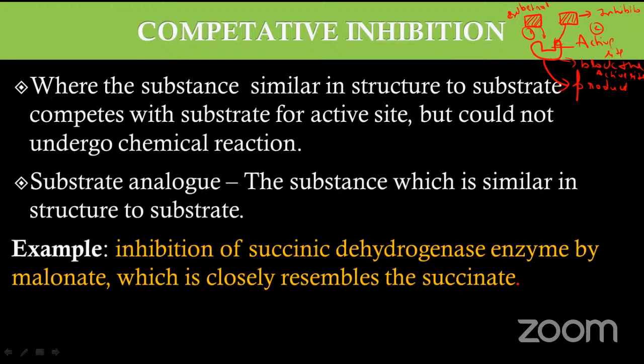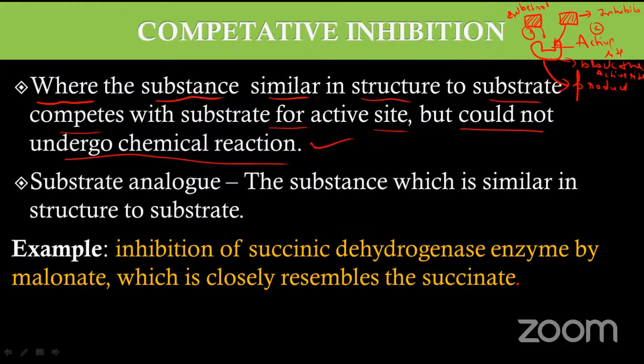See here, a substance similar in structure to the substrate competes with the substrate for the active site, but cannot undergo the chemical reaction. It cannot convert the substrate into the product, right? It does not undergo any chemical reaction when the inhibitor binds to the active site. So this is what happens in competitive inhibition.